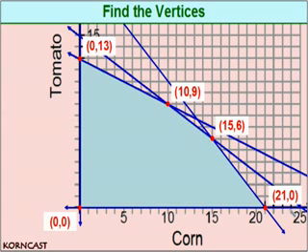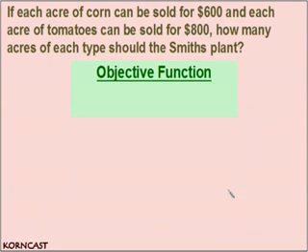So now once we've found our vertices, it's time to test these vertices in our objective function. Now let's refer to the last sentence in our situation. We know, just by reading, that our acres of corn can be sold for $600, and our acres of tomatoes can be sold for $800. So now we want to answer the question, how much of each type should this Smith's plant? Well, let's think about this as a profit equation.